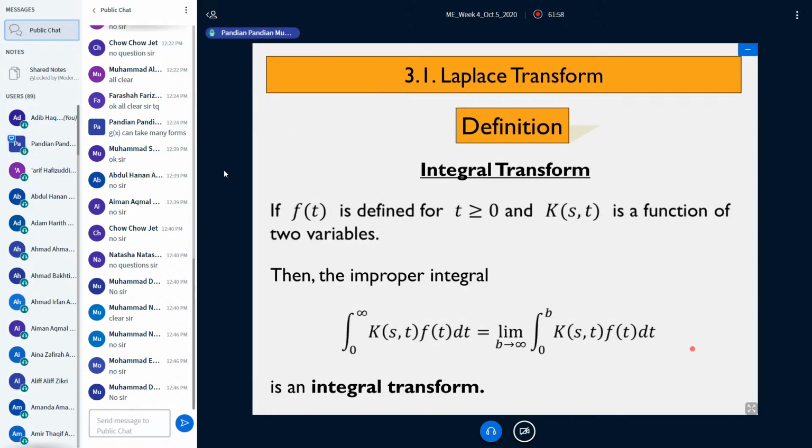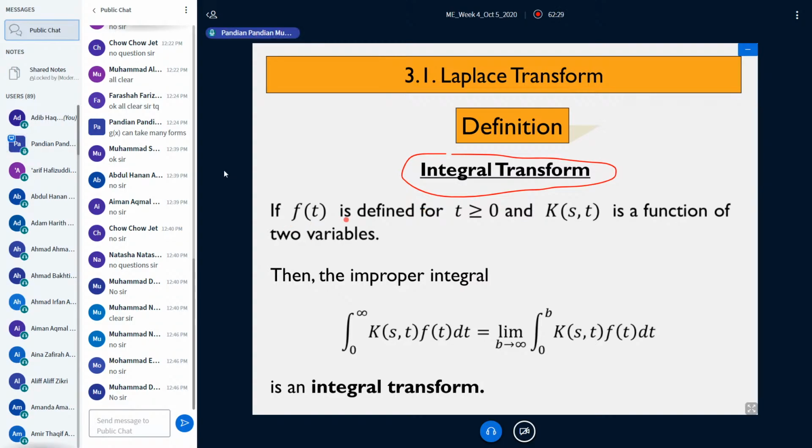Okay, so we want to look into where the Laplace transform comes from. As we mentioned before, integral transform. This is the beginning. This is the birth of Laplace transform. So it comes from integral transform. The definition, yes, this is the definition.